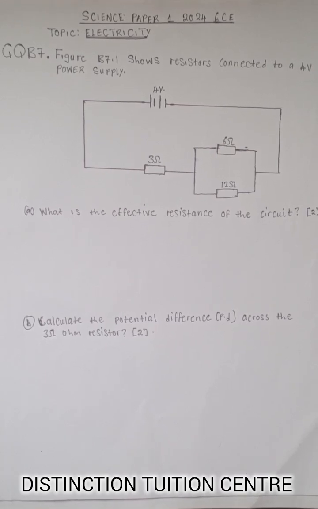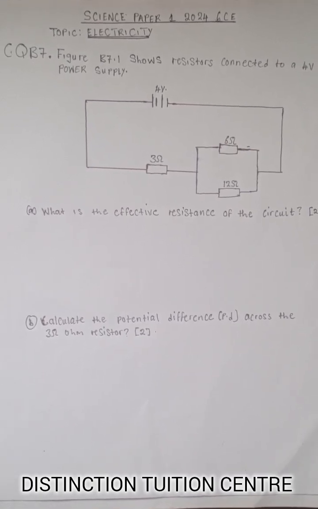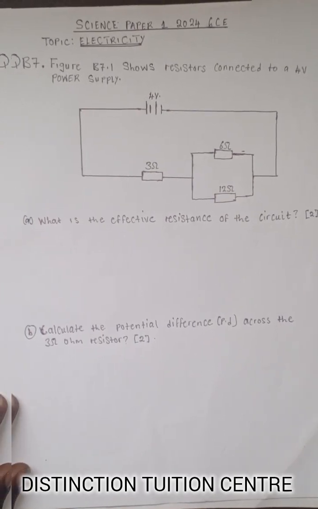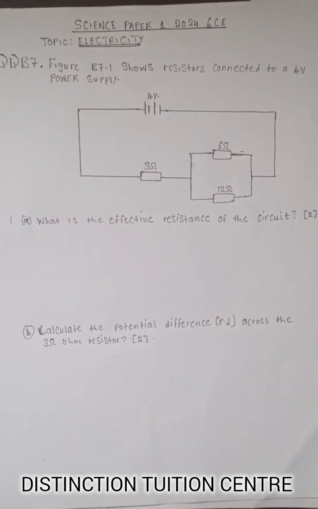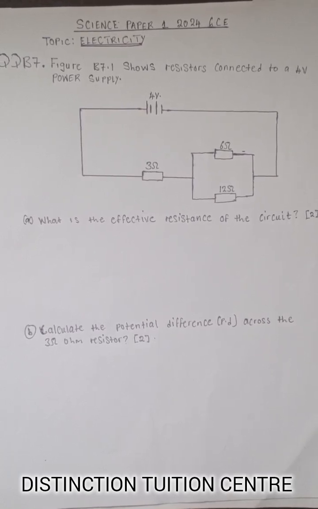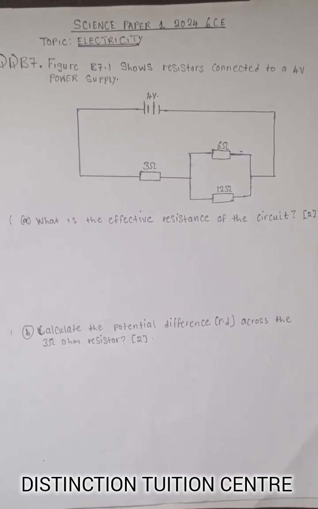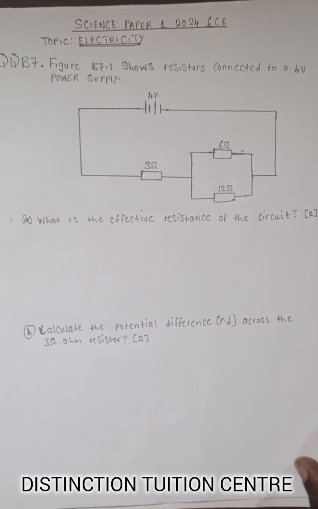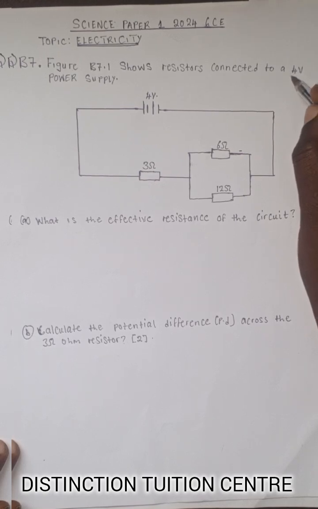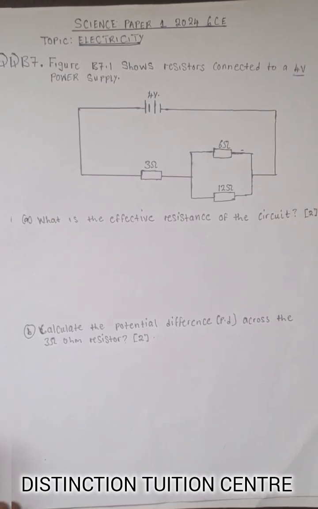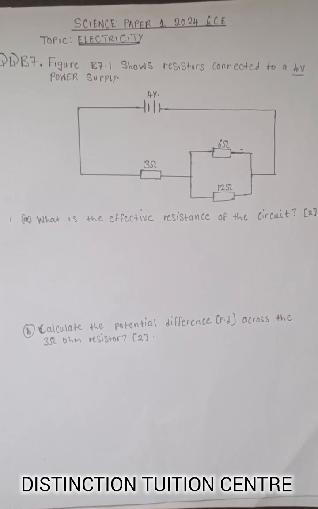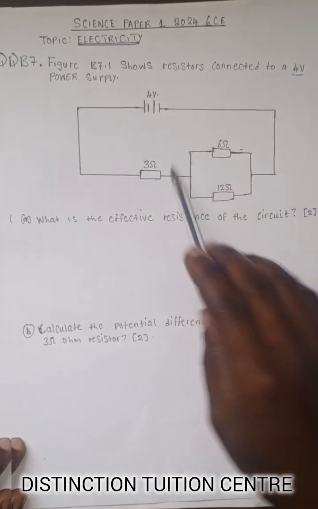Welcome to this presentation, Science Paper 1, 2024 GCE question, which came under electricity, and the question was question B7. The question reads: figure B7.1 shows resistors connected to a 4 volts power supply. So here is our 4 volts power supply.